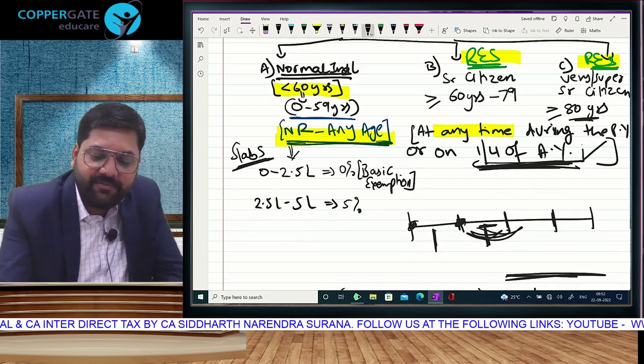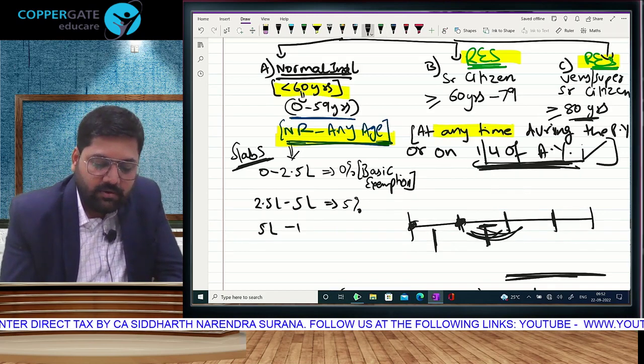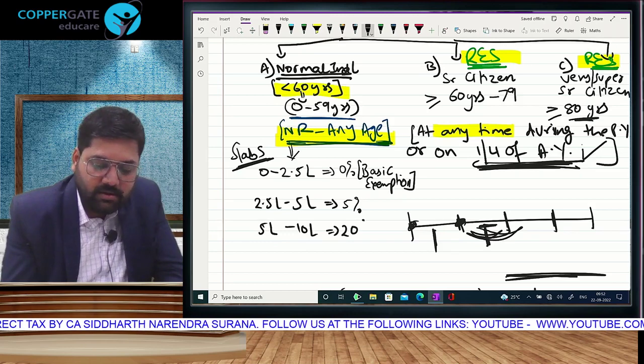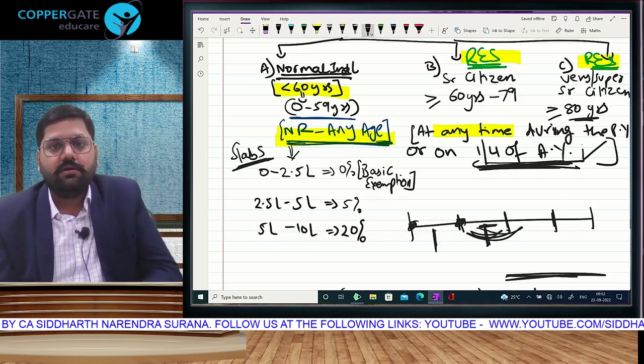Once you cross 5 lakh, 5 lakh से 10 lakh के range में, the tax that we will take from you will be 20%.